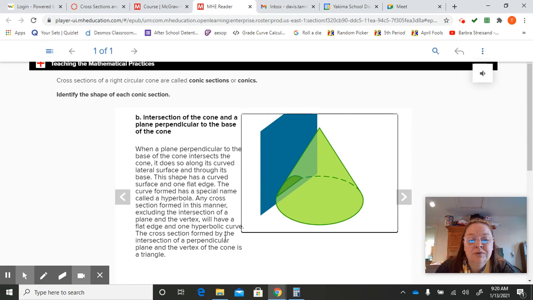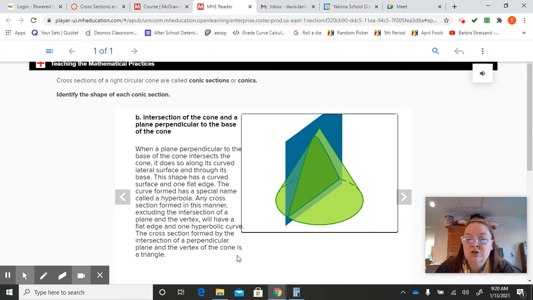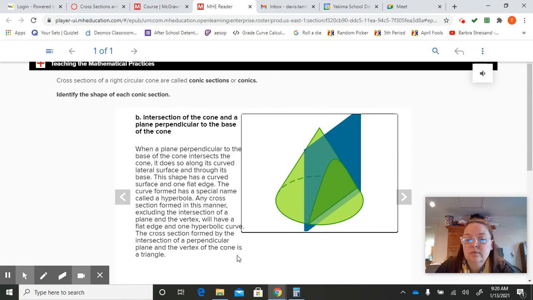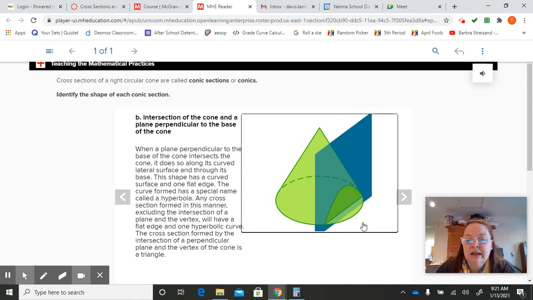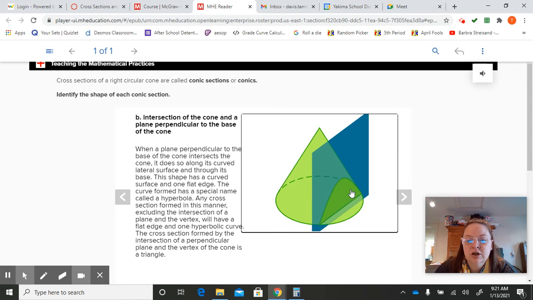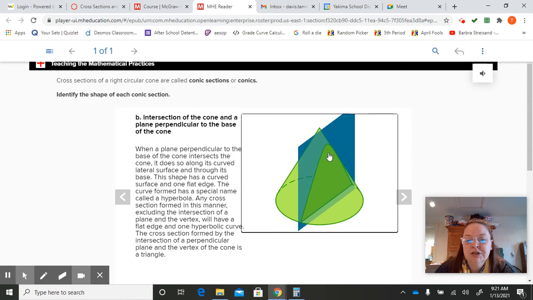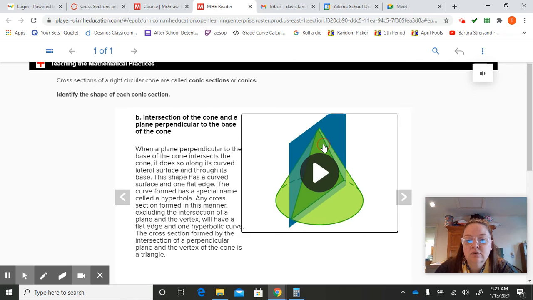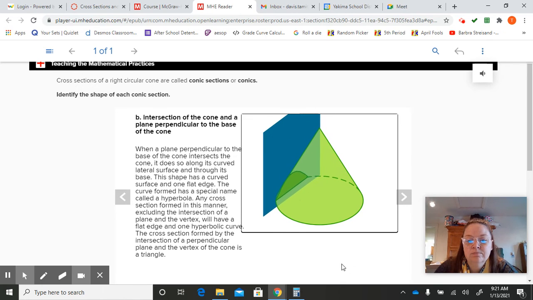The cross section formed by the intersection of the perpendicular plane and the vertex of the cone is a triangle. So we can see as this animation moves along, we've got that nice curve shape, and it's getting steeper and steeper and steeper until right there, oh, I almost stopped it in time. It's a perfect triangle where it gets all pointy, and then it gets rounded again.